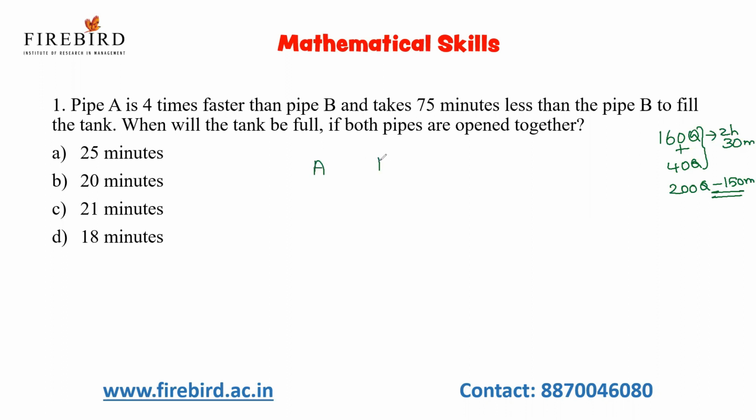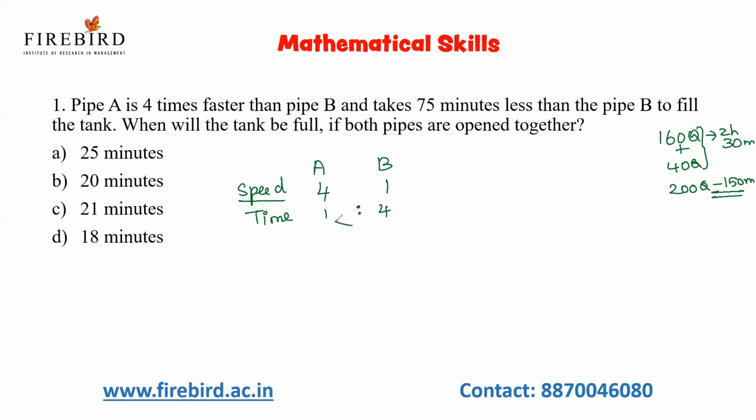Now, see here. Let us take pipe A and pipe B. Pipe A is 4 times as fast as pipe B. So here they are talking about the speed. If pipe B is 1, pipe A's speed will be 4. And it takes 75 minutes less than pipe B to fill the tank. And you should know that the relationship between speed and time is inversely proportional. If speed is 4:1, time will be 1:4. When will the tank be full if both the pipes are open together?